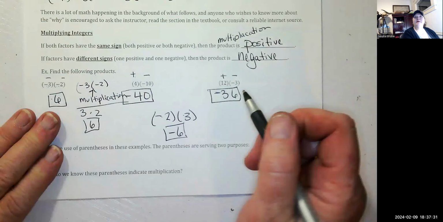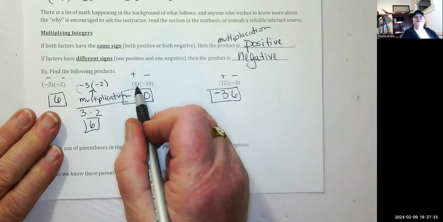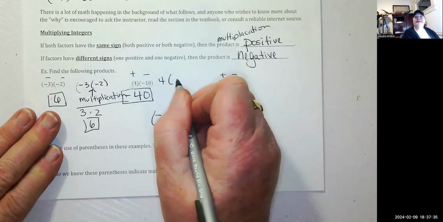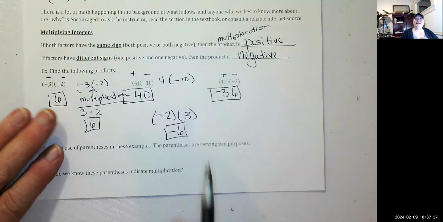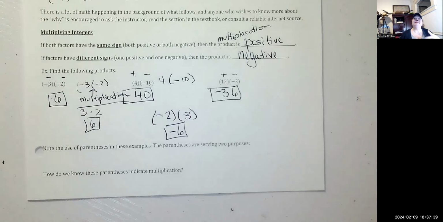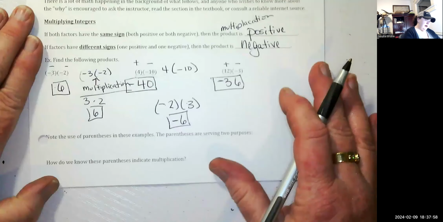Same thing with this one. We could have just had 4 parentheses -10. In this case, the parentheses serve two purposes. One is keeping our negative isolated, and two is letting us know, because there's nothing in between that 4 and that parenthesis, that those two numbers need to be multiplied. When something is right up against the parenthesis, it has to be multiplied. Okay. All right, let's move on.